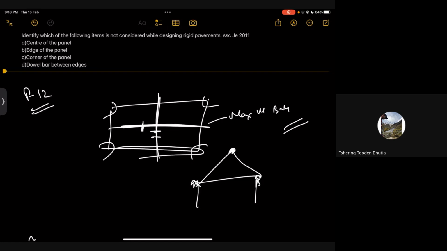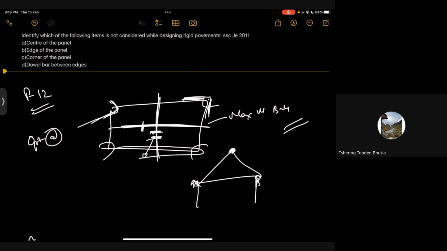So these are weaker planes. If this fails, we design for adverse conditions, so basically the road can withstand even very adverse conditions. That's why we do not consider design at option A, the center of the panel. We do it at the edge because it can fail. We do it at the corner, and at the dowel bar between the edges. I hope you have understood this.